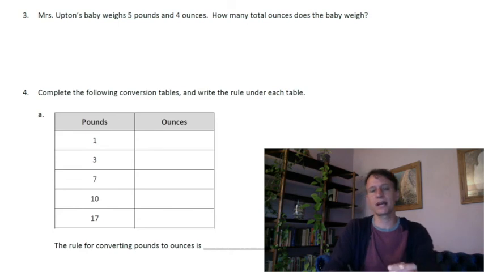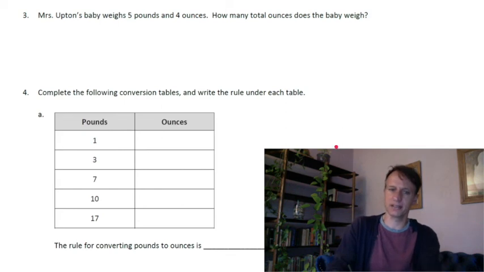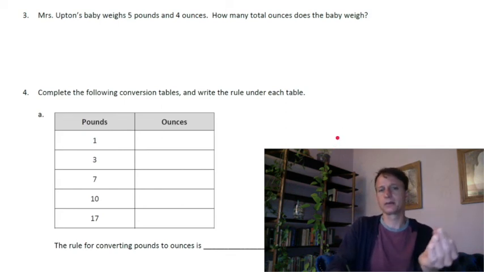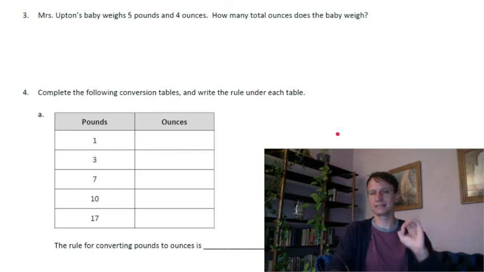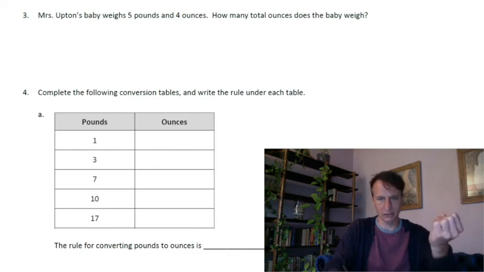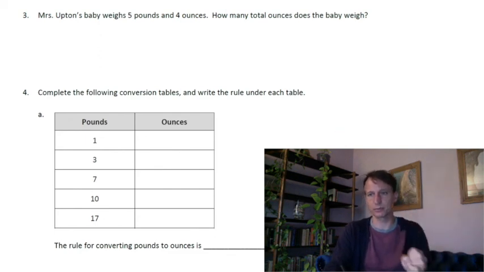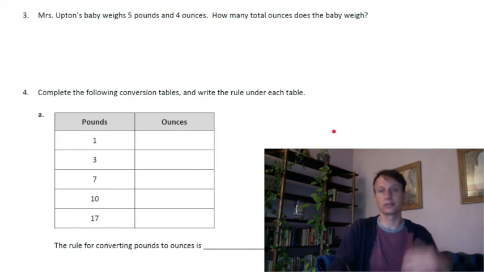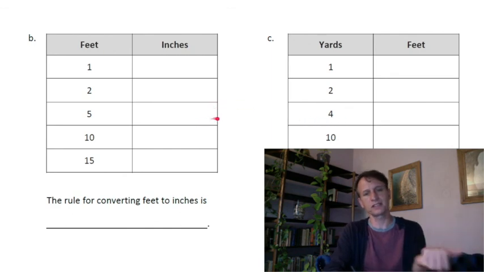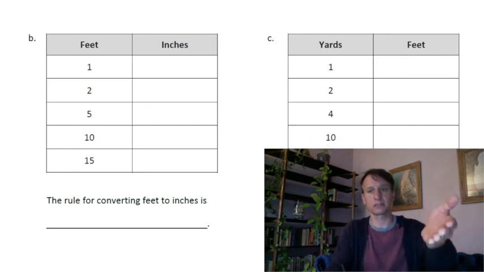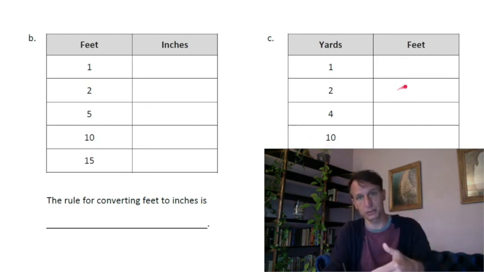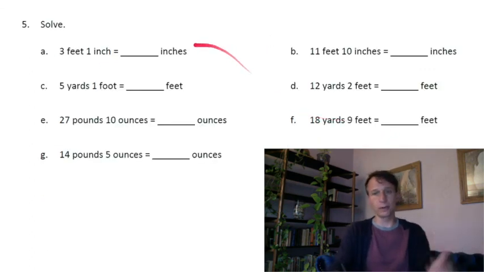The rule for converting pounds to ounces, there are different ways you can do this. One way I would phrase these is pounds times 16 ounces per pound. Okay, so that's what you're doing. You take pounds multiplied by 16 ounces per pound, which you can call your conversion factor. You're converting from one unit of measurement to another. Same thing here. The rule for converting feet to inches, you would say feet times 12 inches per foot. Yards to feet, yards times 3 feet per yard. Yes? Okay.